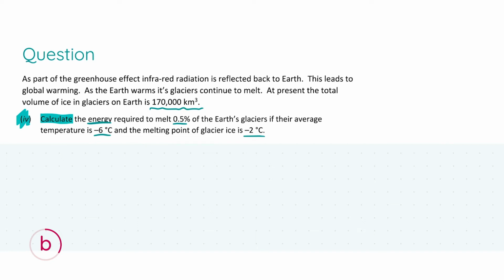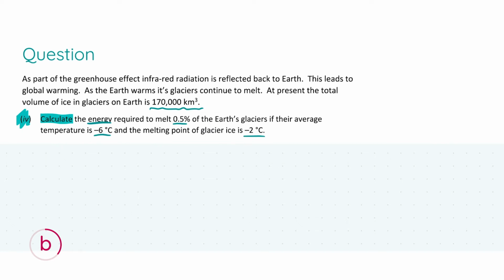Looking back at our question, we are asked to calculate the energy required to melt a portion of this ice. Whenever you think about energy and melting and temperatures, you need to think about that section of physics. You're going to end up using formulas relating to the specific heat capacity of metal, or in this case, probably ice or water, and also latent heat, which is another important formula as well.